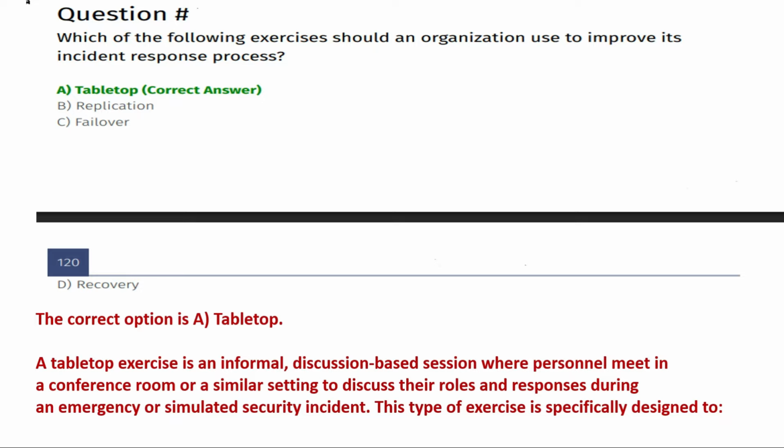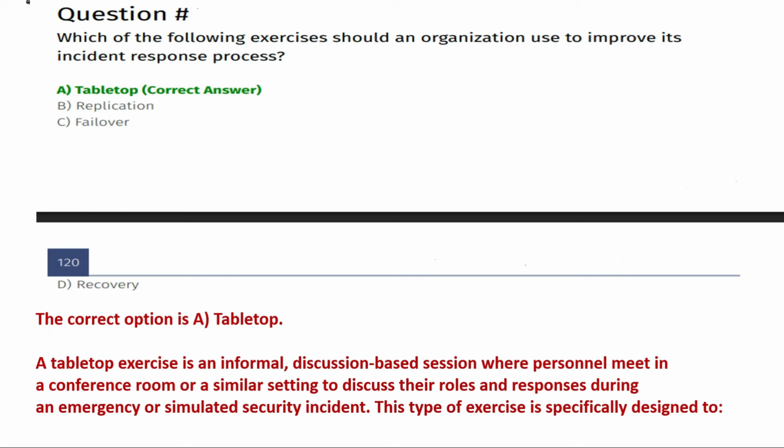The next question is, which of the following exercises should an organization use to improve its incident response process? Option A, tabletop. Option B, replication. Option C, failover. Option D, recovery. And the correct answer for this question is option A, tabletop. So let's check the explanation.